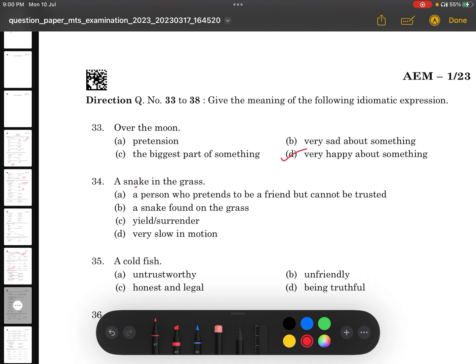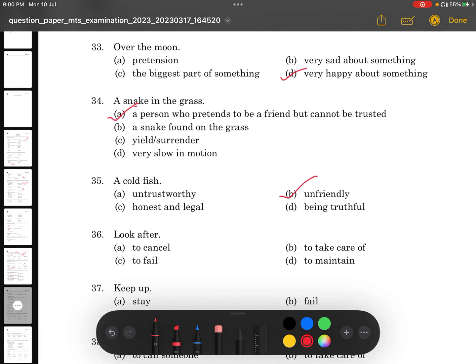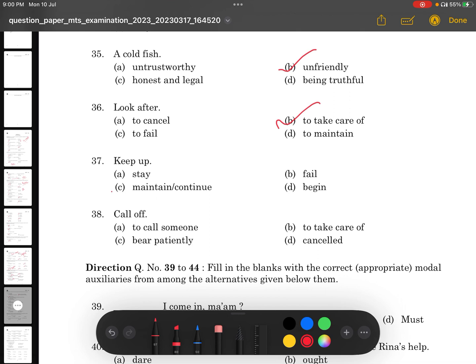A snake in the grass, you know, is a person who cannot be trusted. This is a person who pretends to be a friend but cannot be trusted. A cold fish is someone who is very much unfriendly. Look after means to take care of. Keep up means maintain or continue, right? Call off means cancelled. The strike has been called off, that is, cancelled.